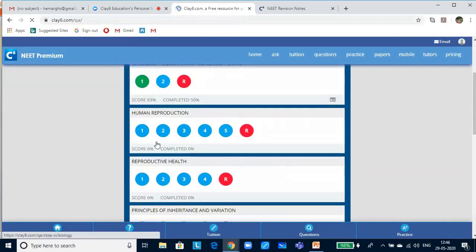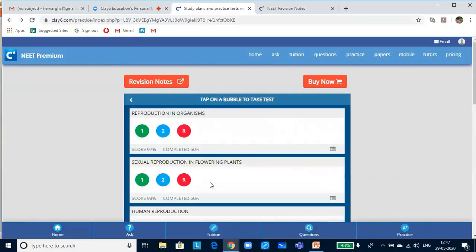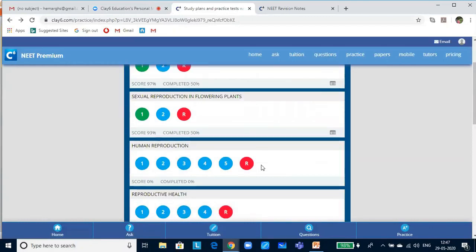Depending upon the different chapters here, as the complexity of the chapters increases and depending upon its importance in NEET, tests vary for each chapter. And if you have completed all the chapters, there is one red bubble which is a randomized test. If you click on the randomized test, questions from all the previous tests you have done will be popping up for you to answer. So this will help you to understand whether you are able to recollect the concepts.